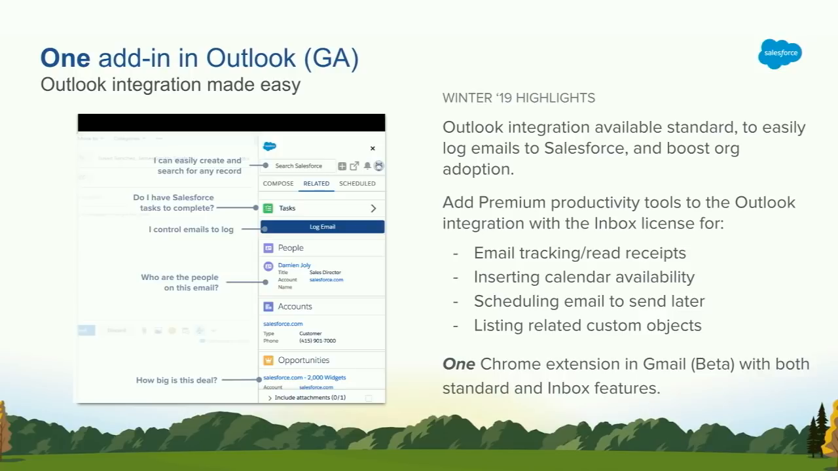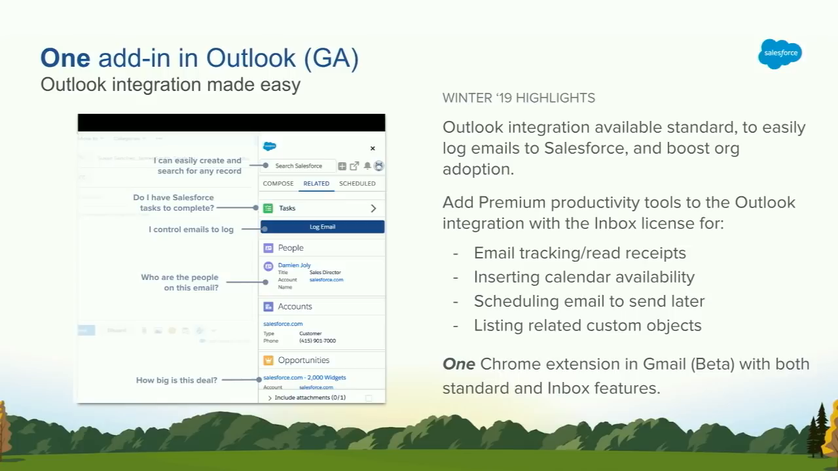Now, we've also made it easier in Winter 19 to upgrade your email experience to include the premium features available with our inbox license. Those features include things like engagement data such as email tracking, flexibility options like inserting your calendar availability from your Outlook calendar or scheduling an email to be sent later, and working with custom objects.